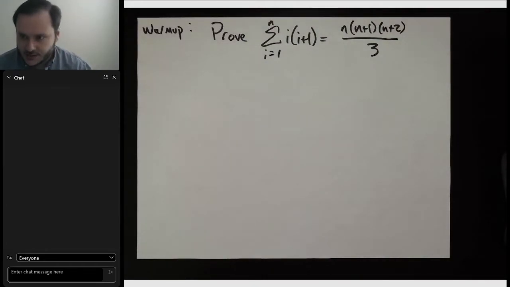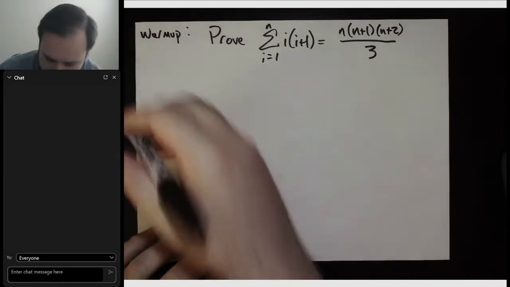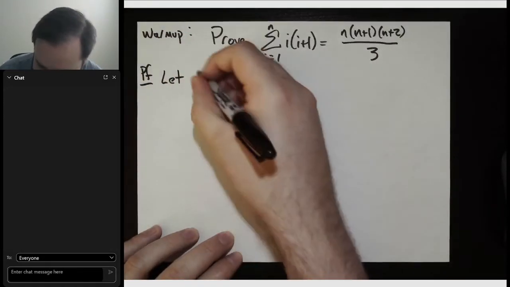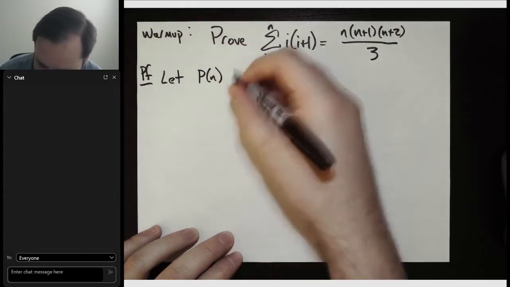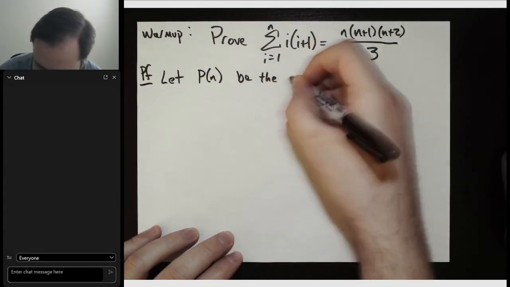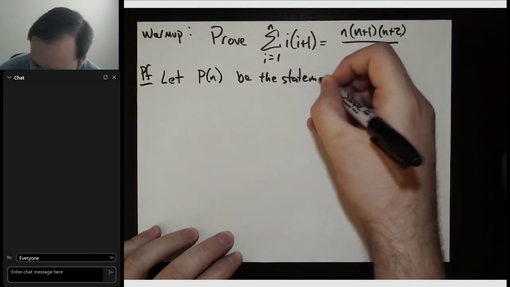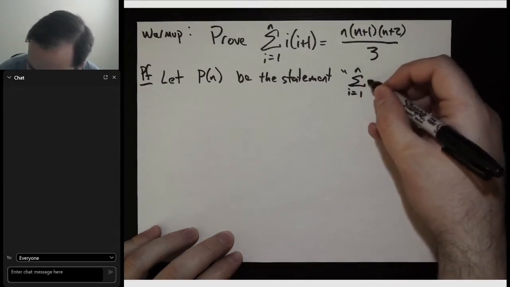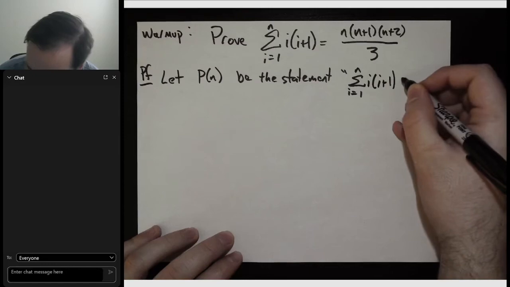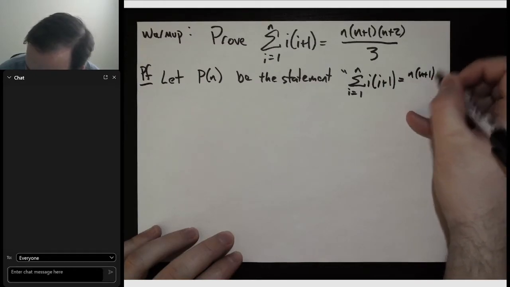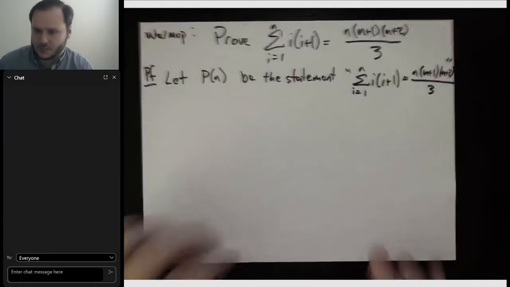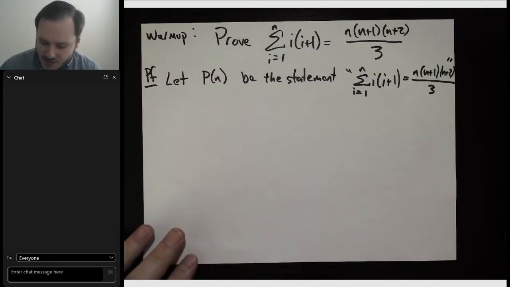Okay, so let's jump into our warm-up question. Start by saying proof. Let P of n be the statement: the sum i starts at 1 goes up to n of i times i plus 1 is equal to n times n plus 1 times n plus 2, all divided by 3. And we're going to prove this statement by induction.